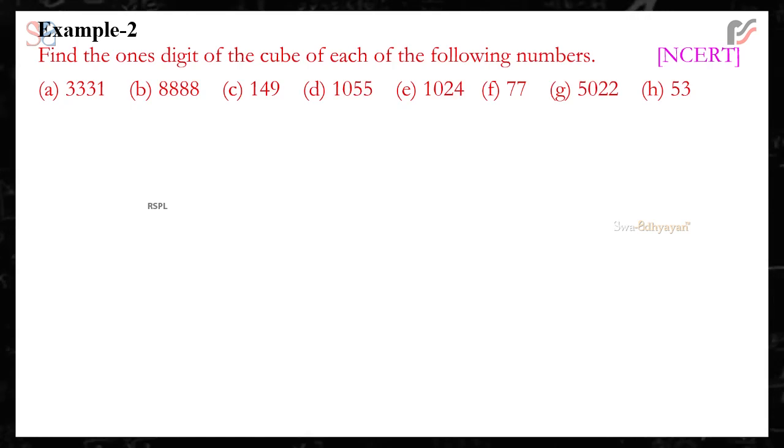Example 2. NCERT. Find the ones digit of the cube of each of the following numbers. A. 3331. B. 8888. C. 149. D. 1055. E. 1024. F. 77. G. 5022. H. 53.